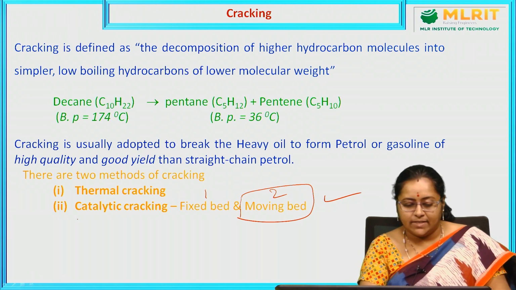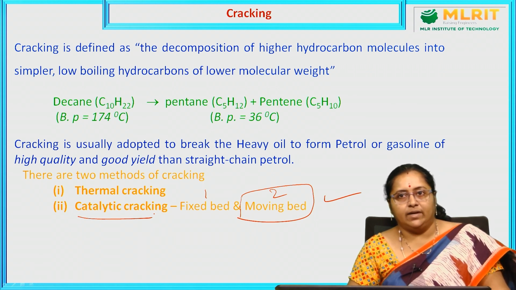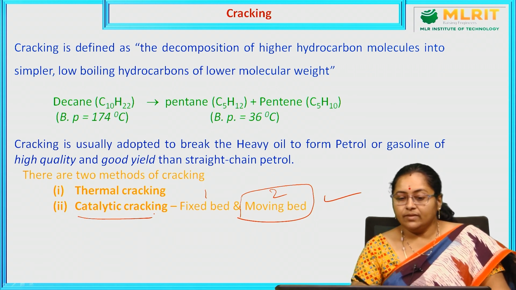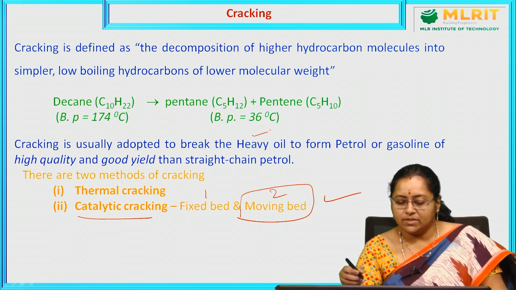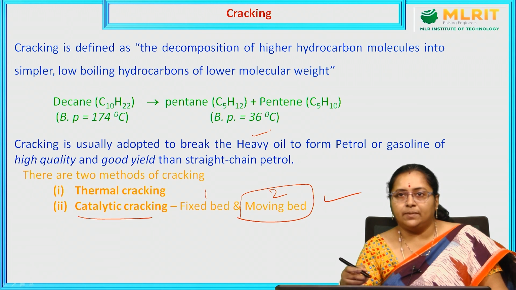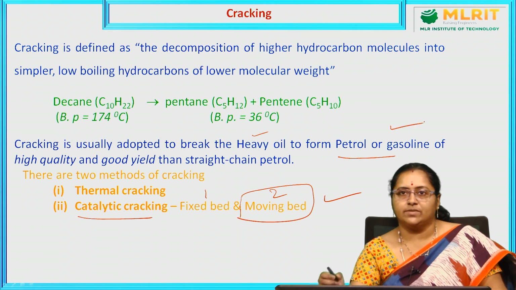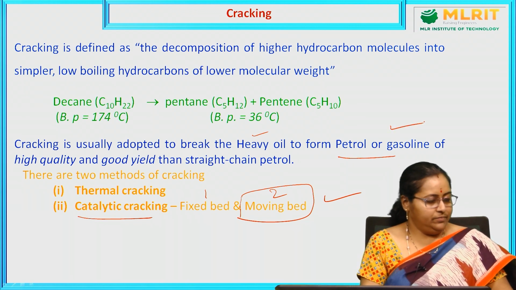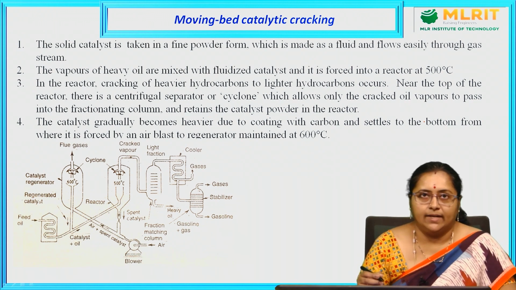As per its definition, the moving bed catalytic cracking process is carried out by subjecting heavy oil or any other kind of higher hydrocarbon to decomposition in the presence of a low temperature range, as well as in the presence of a proper catalyst, so that the raw material we have considered decomposes to form petrol or gasoline. So, let us see. Moving bed catalytic cracking.